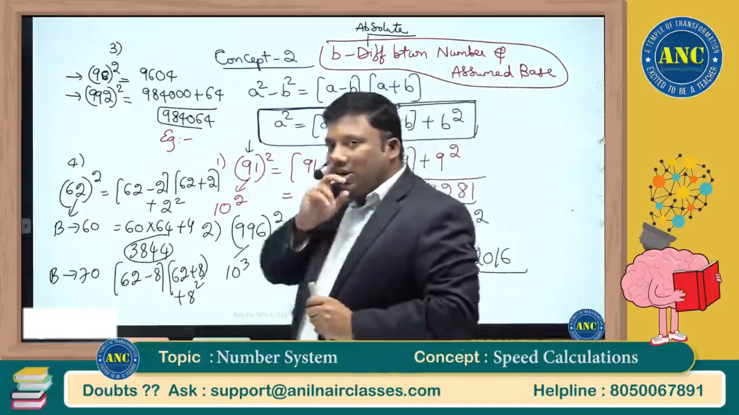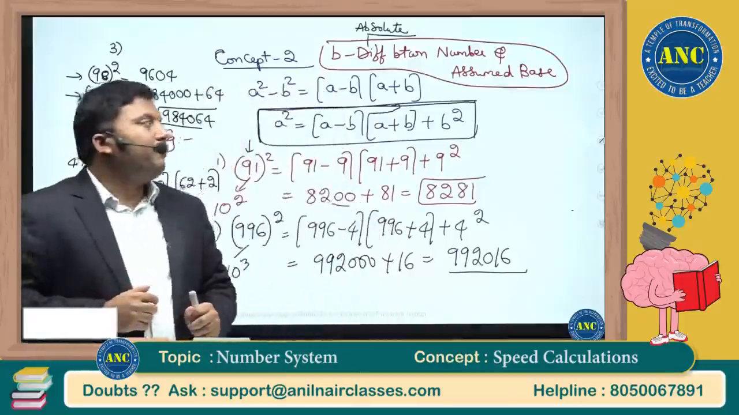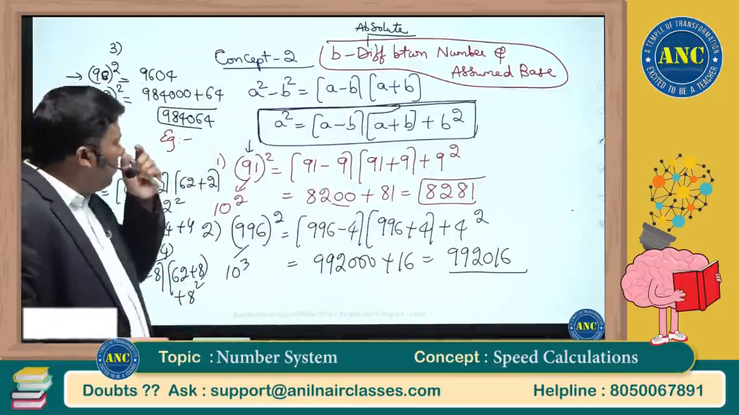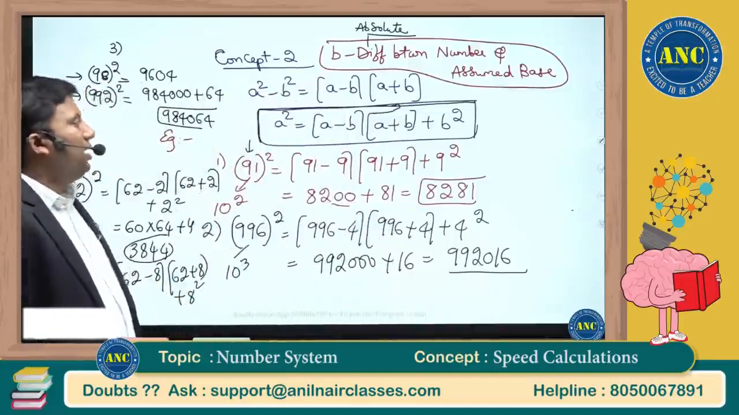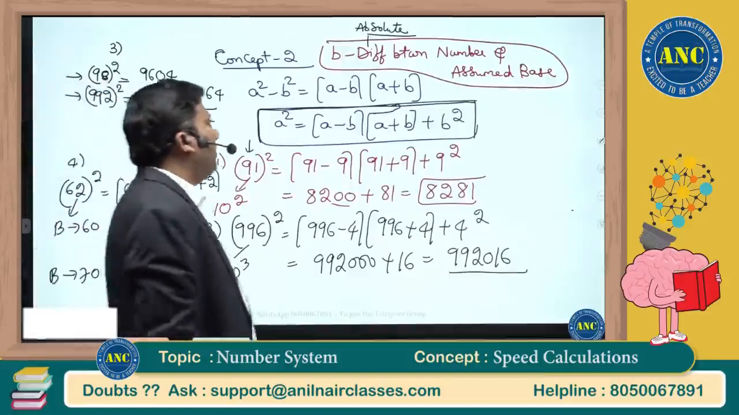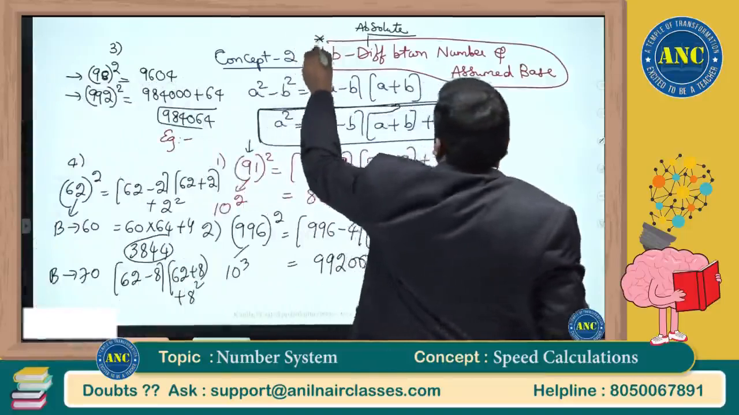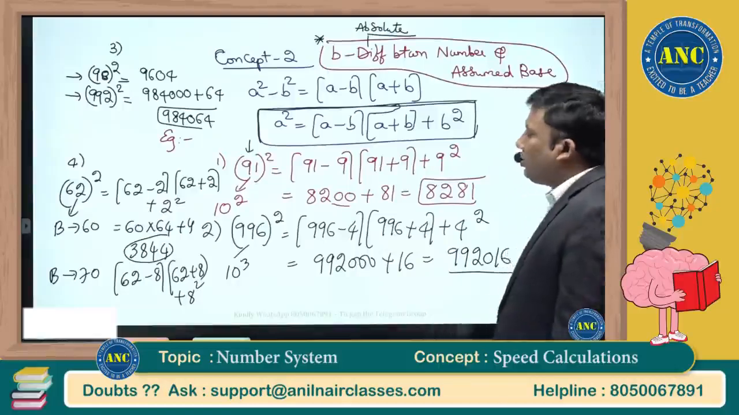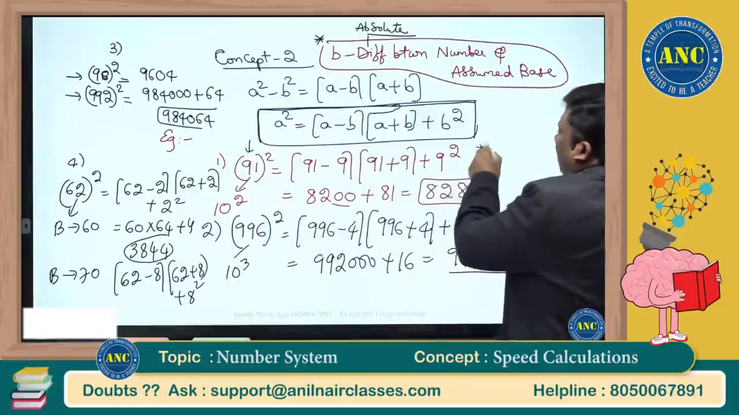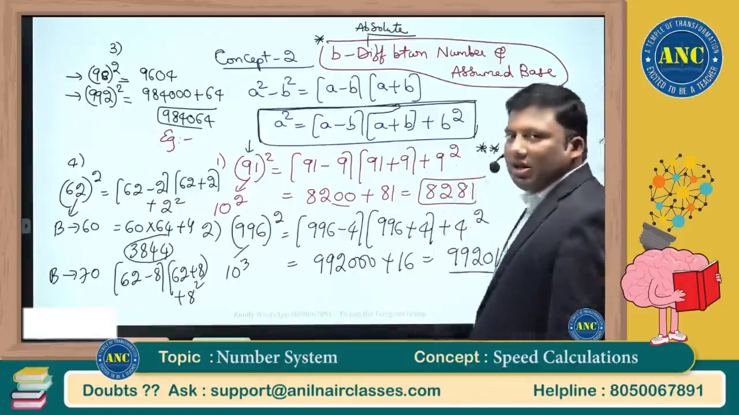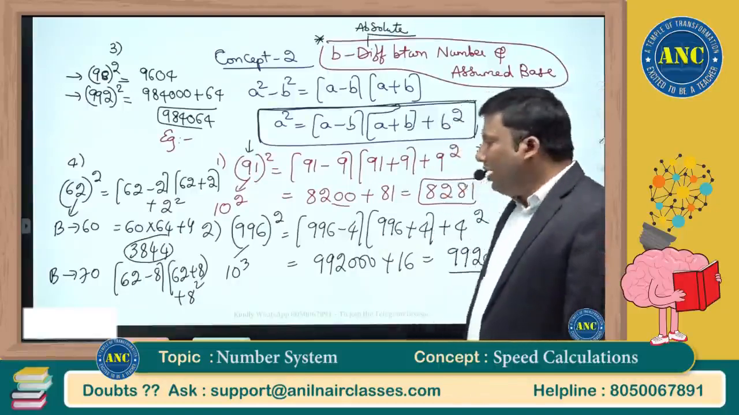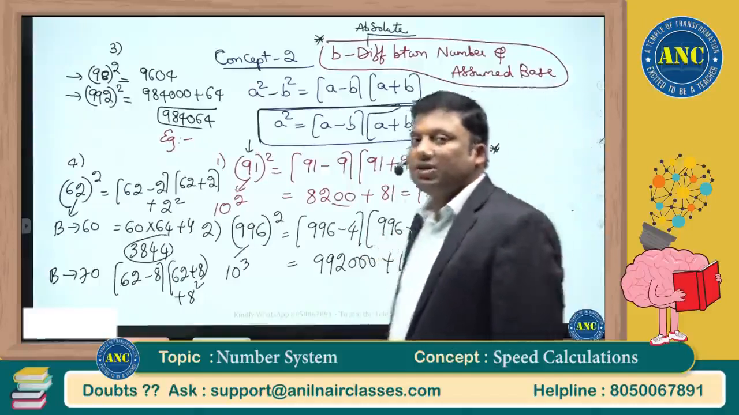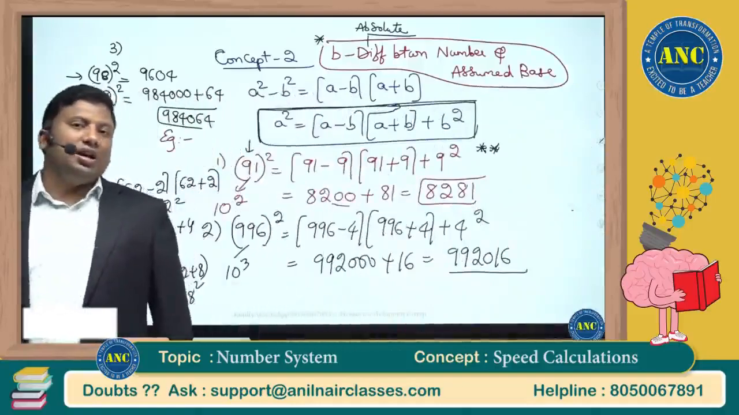Everybody, you can ask me a doubt in this concept. Is everything clear to you? A square minus B square is A minus B into A plus B. Minus B square comes to the right side. A minus B into A plus B, plus B square. B is the difference between number and assumed base. 91 and 100, what is the difference? 9. 91 minus 9, 91 plus 9, plus 9 square: 82, 100, 81. 996 and 1000, difference is 4. 996 minus 4, 996 plus 4, plus 4 square, which is 992016.